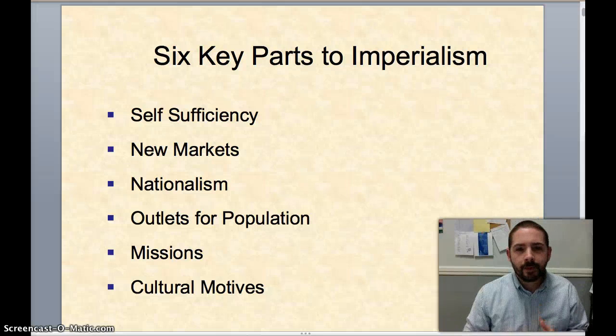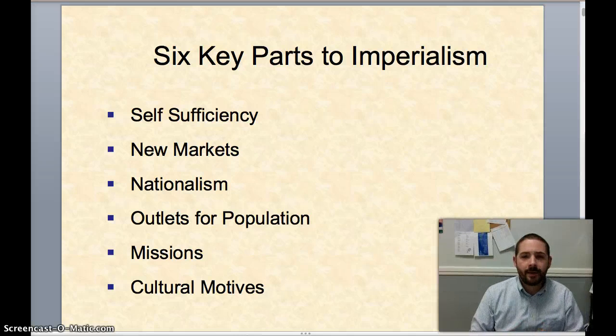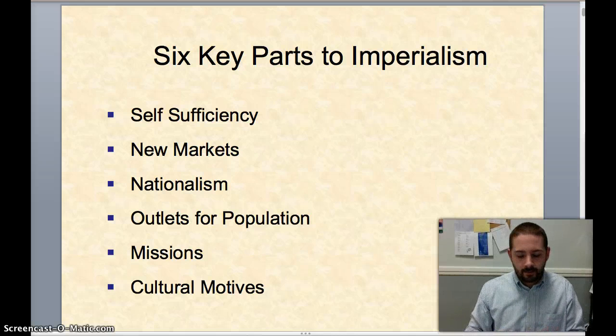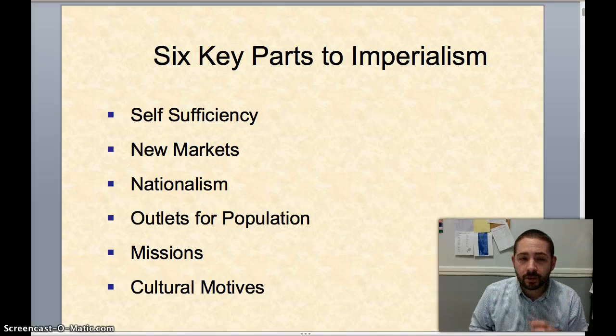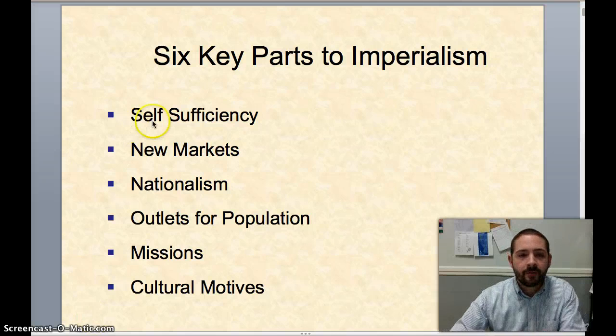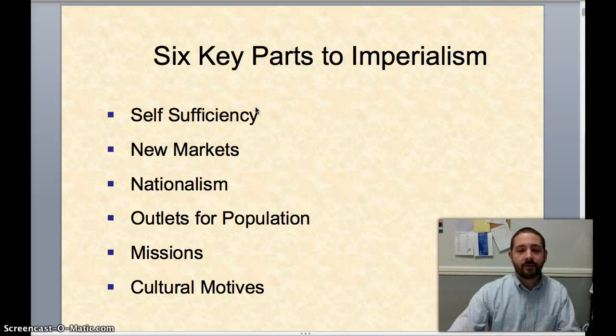When we talk about imperialism of Africa in the 1800s, we often have to think about it as having six major components. I know the number may differ, but for the most part, the important thing to realize is that it has major components that cause it. First, you have the idea of self-sufficiency and new markets. You can sort of group these two as your economic reasons.